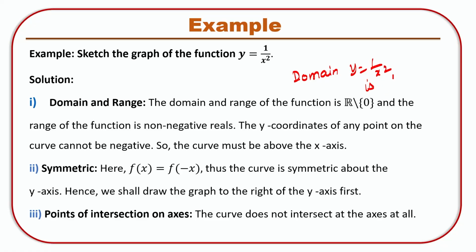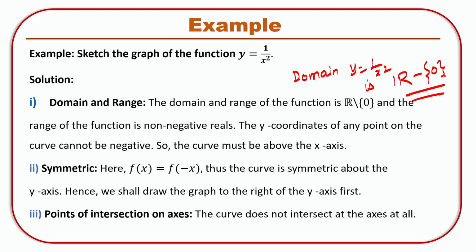As we have talked about its domain, this function y equal to 1 by x squared does not have any restriction except at 0; the domain is the whole real line except 0, right. And the range of the function: since x squared is in the denominator, 1 by x squared is always non-negative, not only non-negative but positive. You cannot find a 0 value here, right.